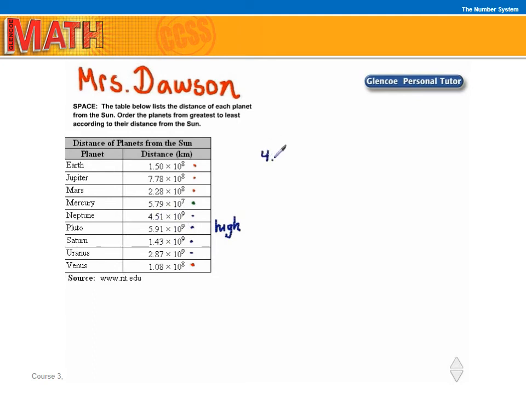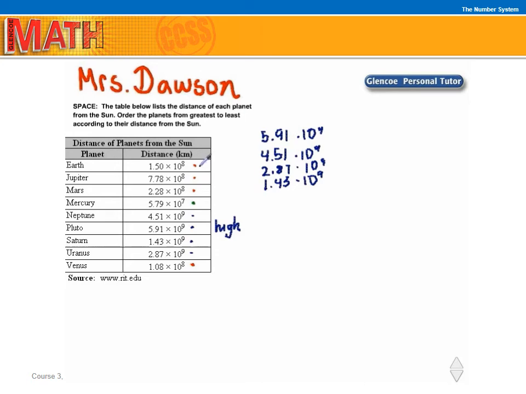4.51 times 10 to the 9th, 5.91 times 10 to the 9th, 1.43 times 10 to the 9th, and 2.87 times 10 to the 9th are the 4 highest numbers, and now written in order.